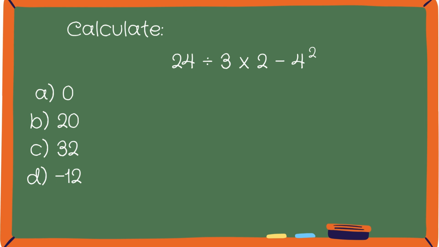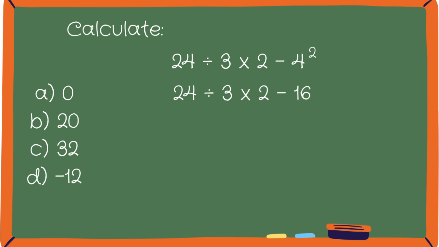Let's solve it. Look, when we have combined operations, in this case, multiplication, division, and subtraction, we also have an exponent. What is the order? What is the hierarchy? First, we do the exponent, then multiplication and division, and finally, addition and subtraction. So, I'm going to start with the exponent. I'm going to rewrite this by calculating the exponent and see what it looks like. It will look like this: 24 divided by 3, multiplied by 2, minus 16, instead of 4 squared.